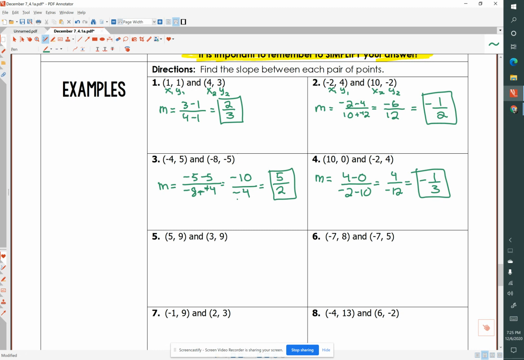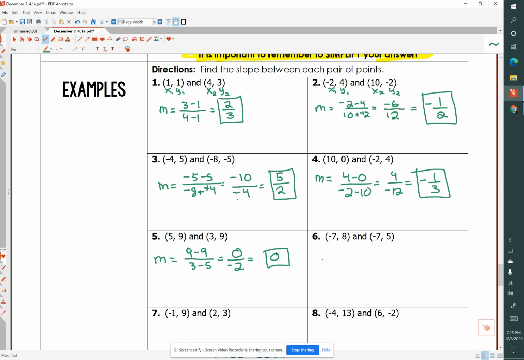Number 5. M equals 9 minus 9. See if you know what's going to happen here. Divided by 3 minus 5. 9 minus 9 is 0. So it doesn't matter what happens to 3 minus 5. It happens to be -2. But either way, the slope will be 0 when you have 0 in the numerator.